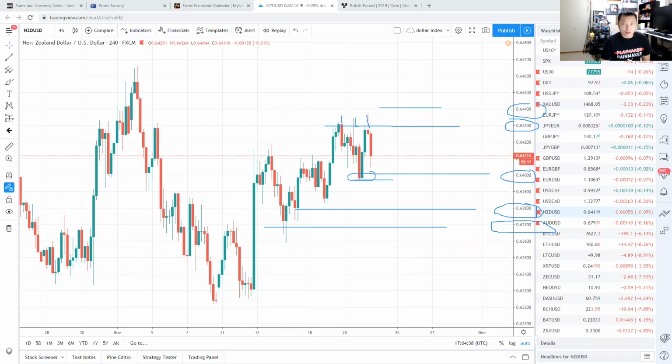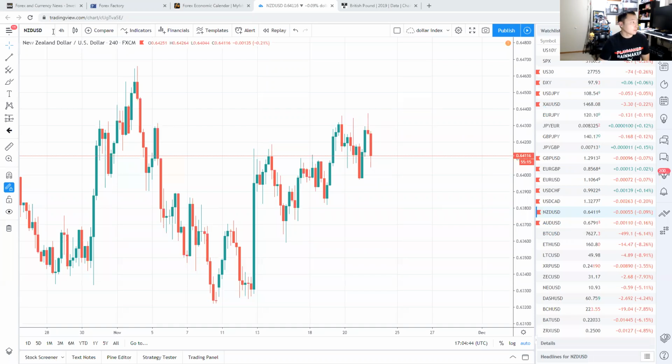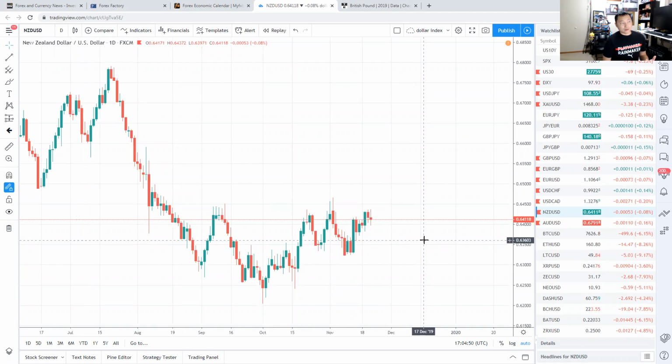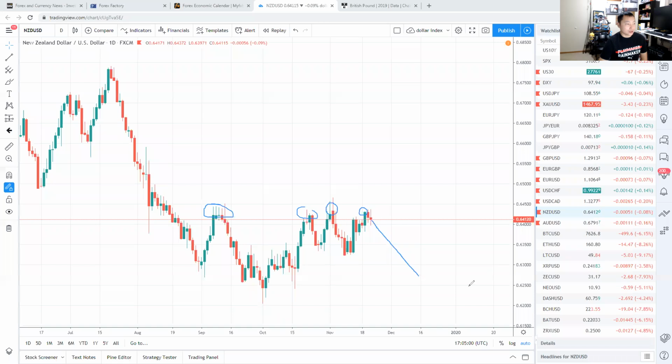Now, if you look at the daily, let me show you guys the daily on New Zealand. There's not so much going on, but you can clearly see that there's a lot of resistance here previously, right? So looking for a strong sell. And my first initial target would be 63.5 and then 63 cents.